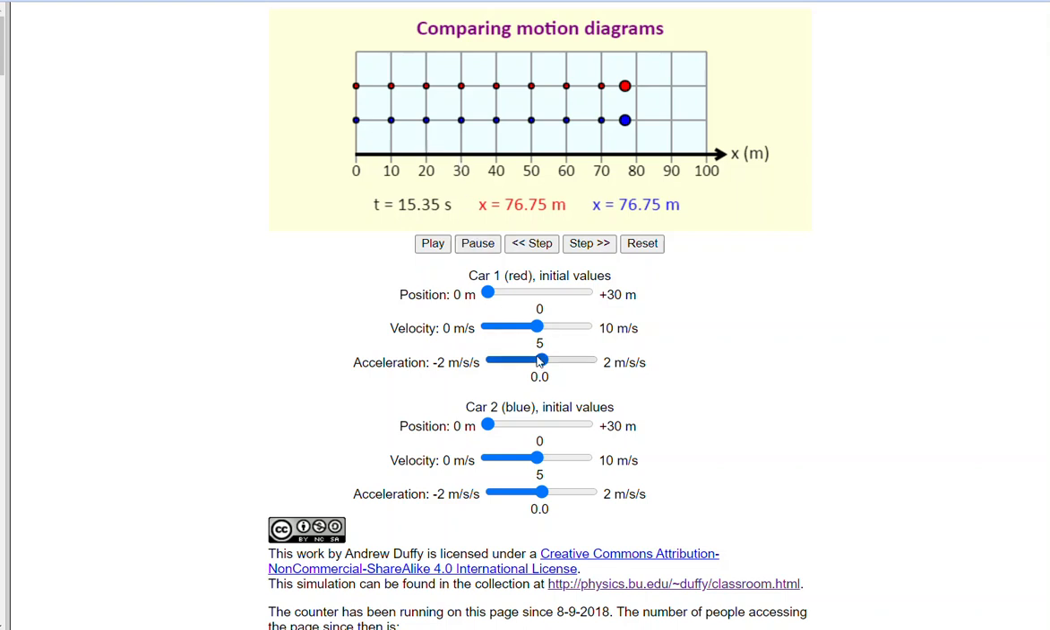So what would happen if one of them is traveling faster? Let's put one at 10 meters per second. Well, the red car is going to travel 10 meters every second. So after 2 seconds, it should be going 20 meters, whereas the blue car would have only gone 10 meters.